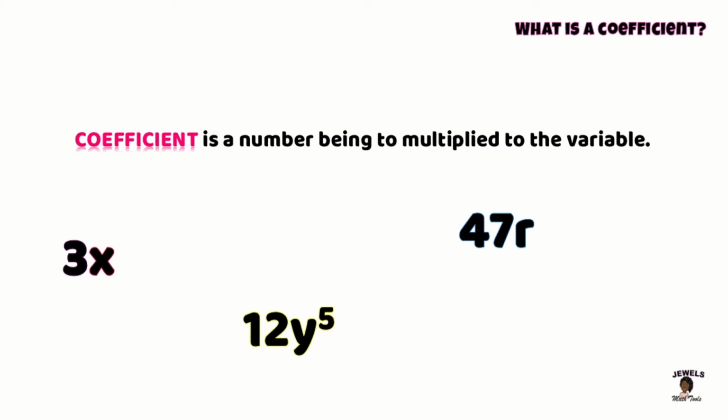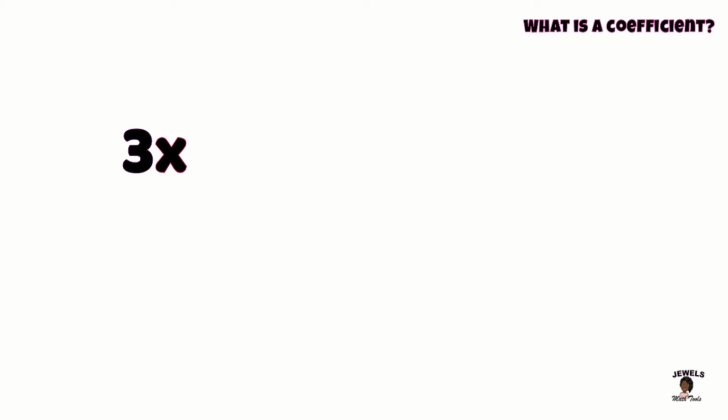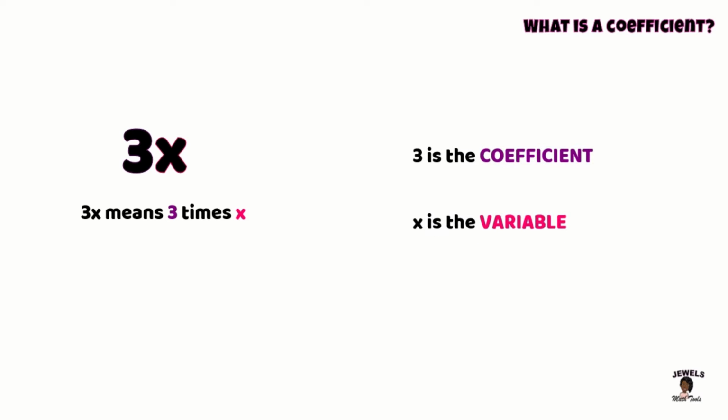So whenever you see an equation where there's a number and a variable joined together, that number that's with your variable is what we call the coefficient. Now when it comes to the number that's with our variable, you must remember that in our term that we're given, which is 3x, this means that our 3 is being times or multiplied to x. And in this term, our 3 is our coefficient and the x is our variable.